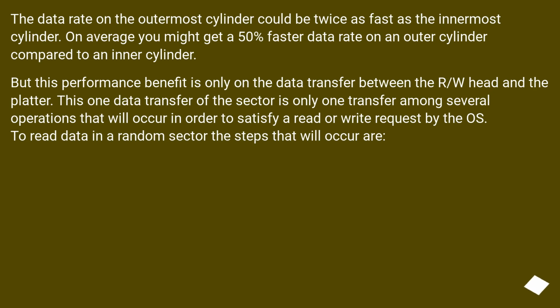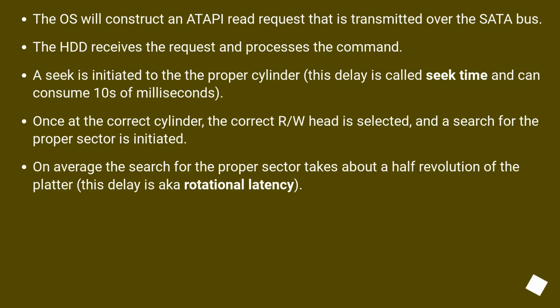But this performance benefit is only on the data transfer between the RW head and the platter. This one data transfer of the sector is only one transfer among several operations that will occur in order to satisfy a read or write request by the OS. To read data in a random sector, the steps that will occur are: the OS will construct an ATA read request that is transmitted over the SATA bus. The HDD receives the request and processes the command. A seek is initiated to the proper cylinder. This delay is called seek time and can consume tens of milliseconds.